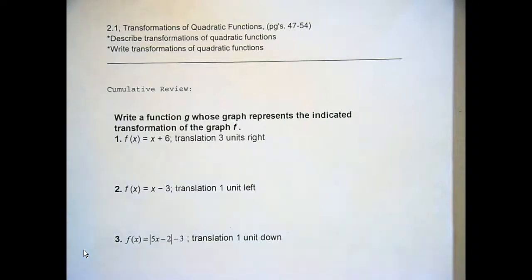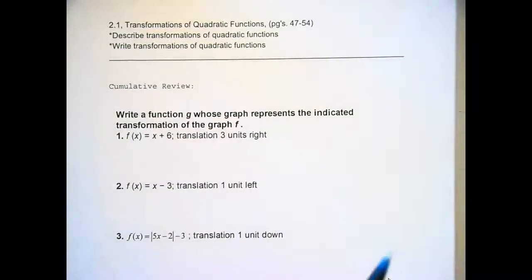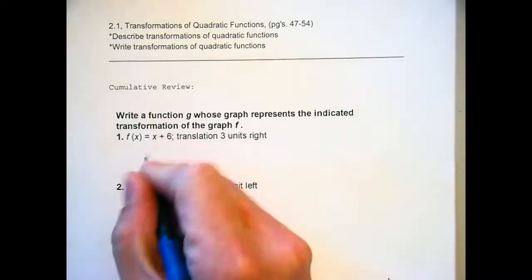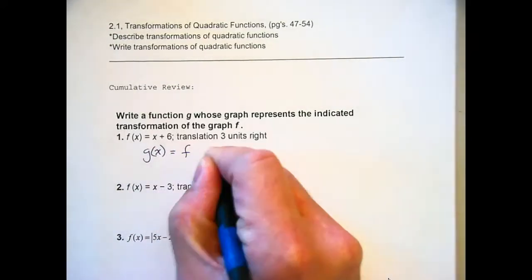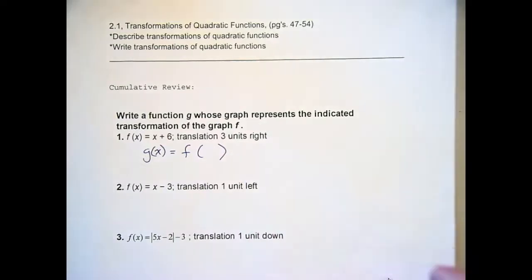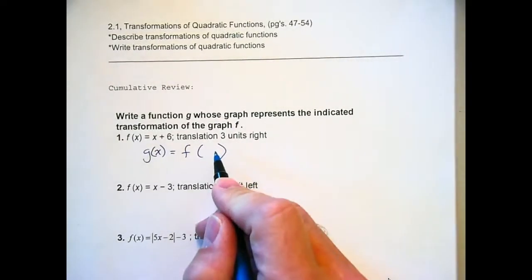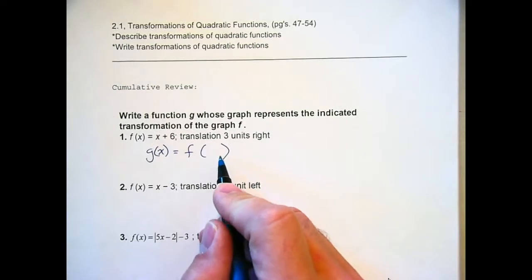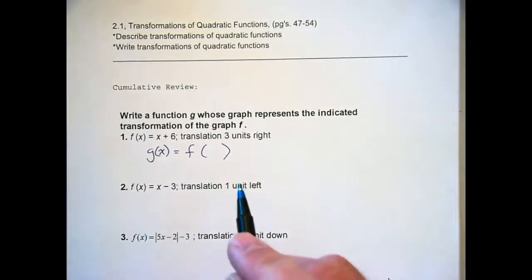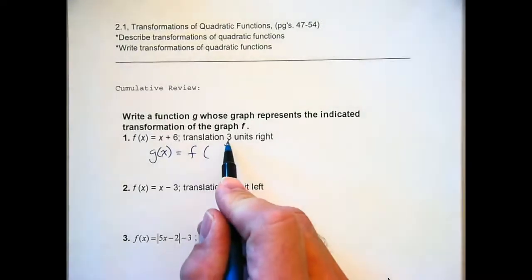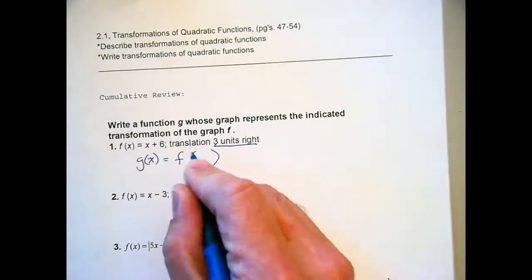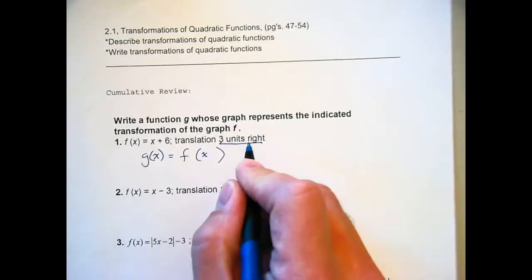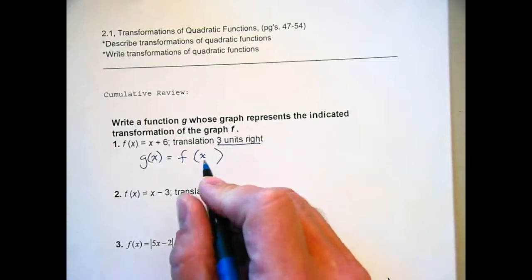So number 1, translation 3 units right. So today I'm going to be referencing again inside or outside. And remember, if something happens to the inside, that means when I'm writing it as g of x equals f of x, this piece right here is the inside. And remember, when something goes on the inside, which way are we shifting? Vertically or horizontally? Horizontally. So when I say a translation of 3 units to the right, is that a vertical or a horizontal? Horizontal. So that happens inside. And when I'm going to the right, am I adding or subtracting?